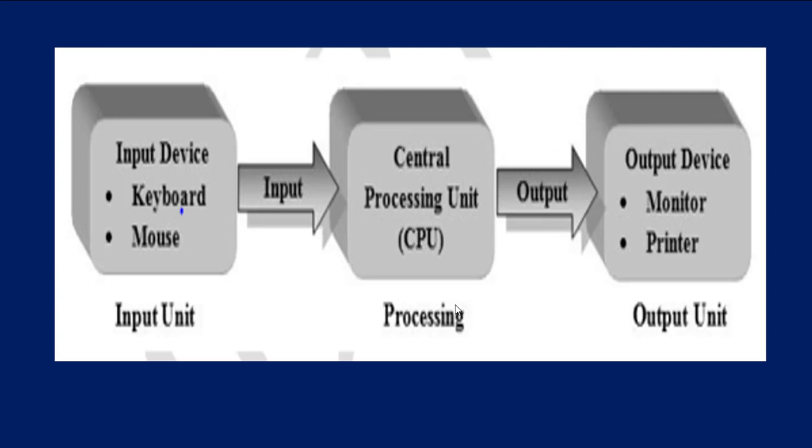Same thing happens in the computer. We give some data to the system through input devices like keyboard and mouse, and then the processing takes place in the CPU, that is central processing unit, and finally you get the output. The output will be displayed on the monitor or it can be in hard copy taken by the printer. So this is how the computer works.